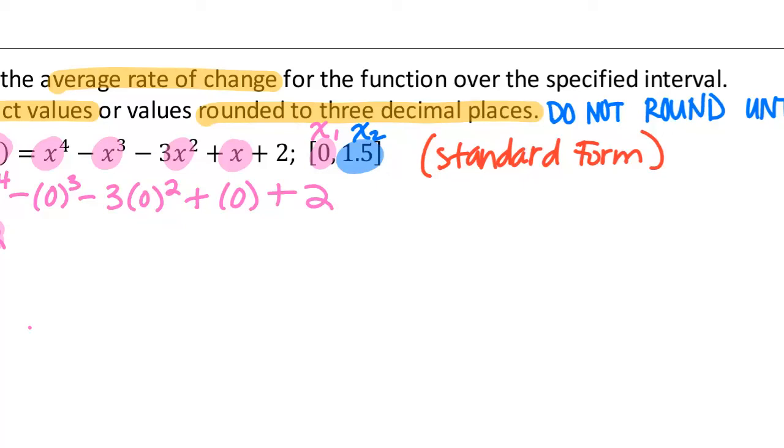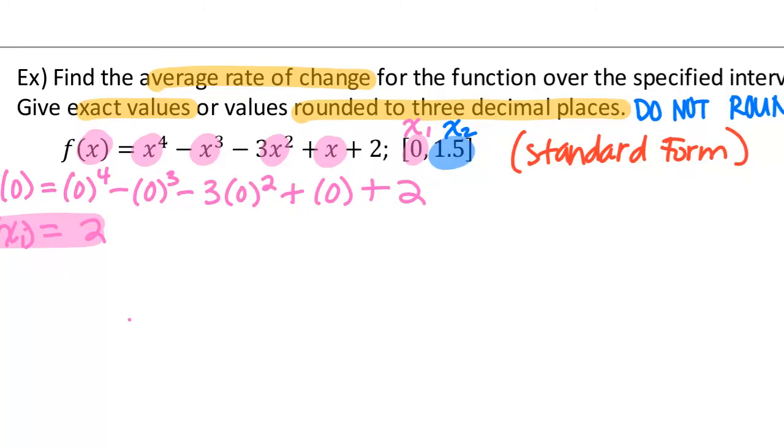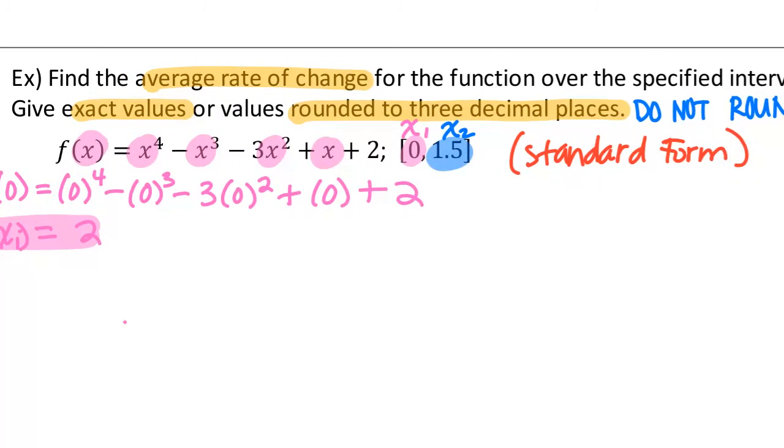So I'm going to do the same thing that I just did for the first one. I'm going to plug in 1.5 everywhere I see an x. Okay? So I see an x, x, x, x, x. Everywhere you see an x, you're going to plug in 1.5 this time. So the second one we're going to do is f of x2. That's going to be f of 1.5.